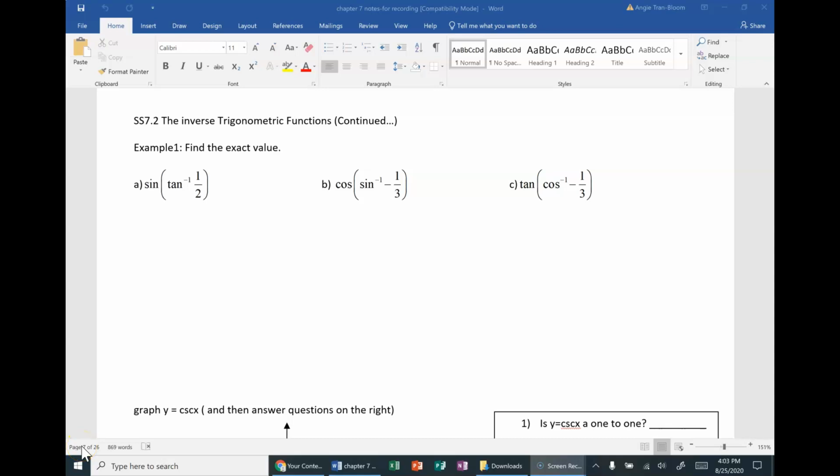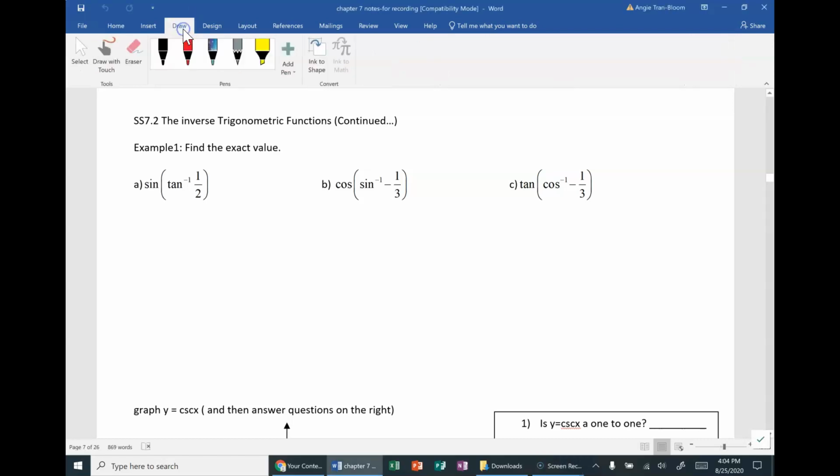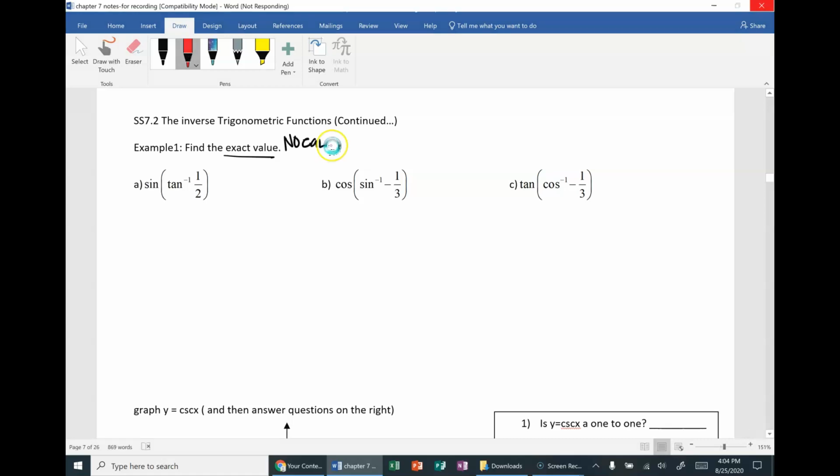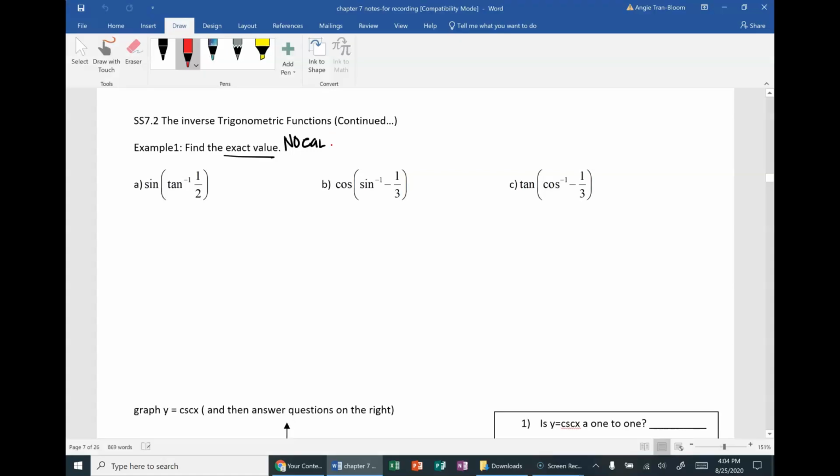Hey, pre-calc. So this is 7.2, the inverse trigonometric functions continue. So example 1, find the exact value. Remember we talked about the exact value being you may not use your calculator, okay? Anytime the instruction said exact value, it means no calculator. With that said, A, find the exact value of sine composed with tangent inverse of 1/2.